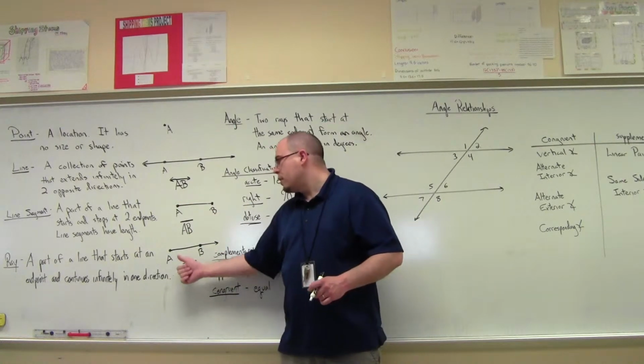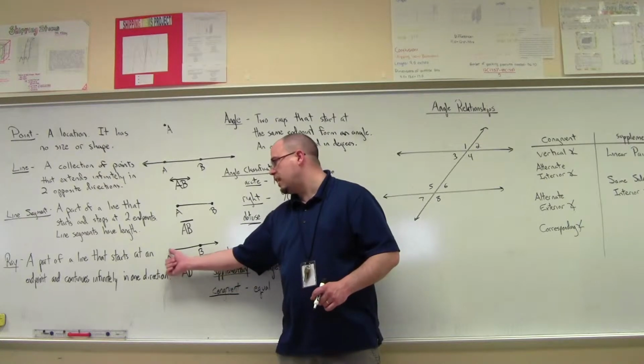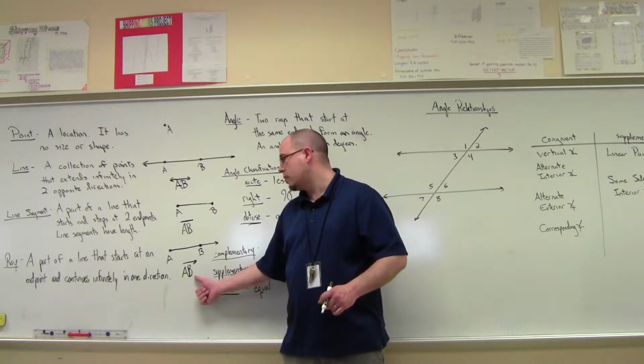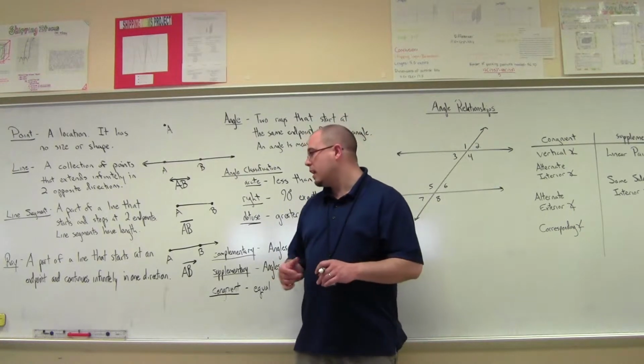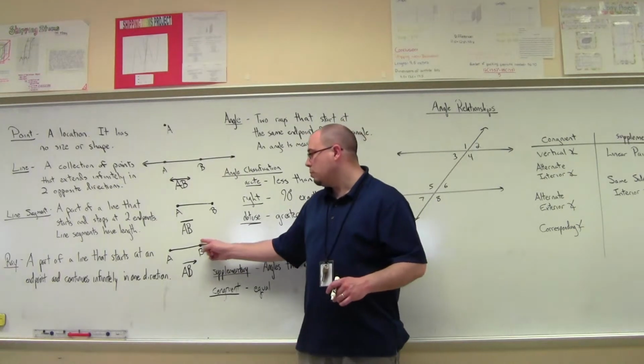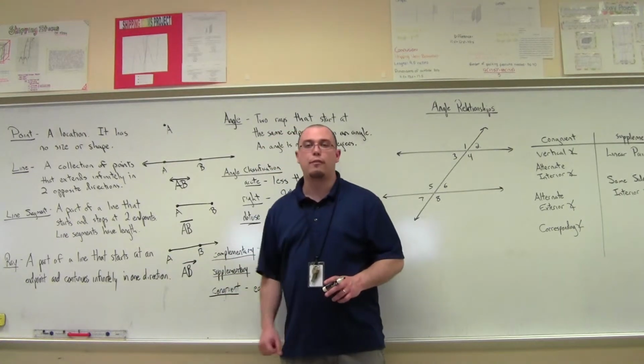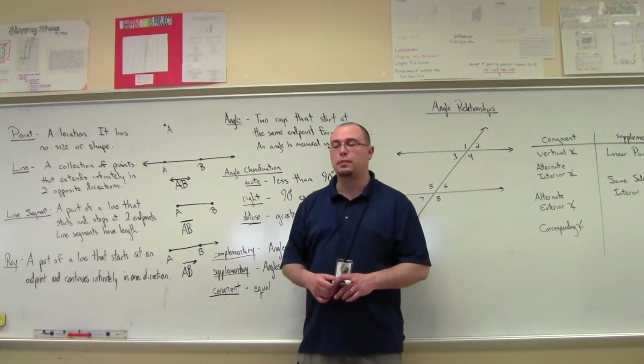But for a ray, the first letter you list has to be the endpoint, and the second letter you list is going to be the point that it's passing through. You have to keep that in mind, because if you wrote it the other way, it would mean we'd start at B and go past A forever, but that's not what this is doing. It's going the opposite direction.